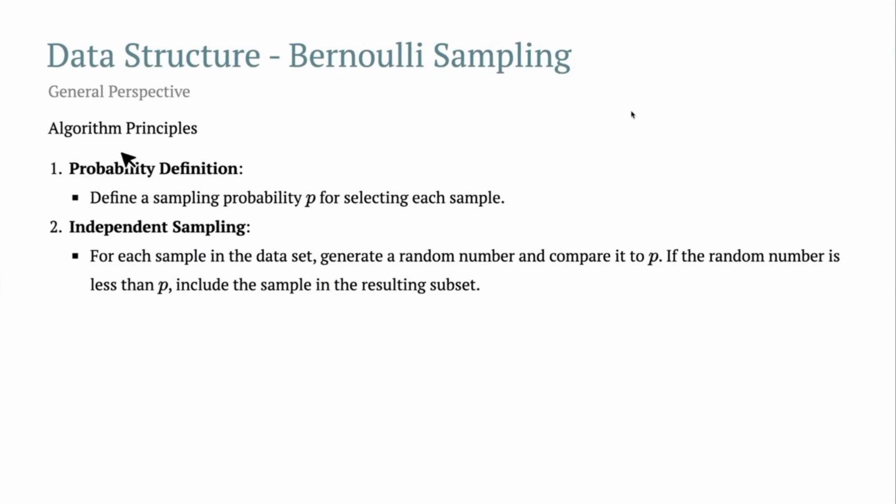And to implement this algorithm is pretty straightforward. We just define a sampling probability P for selecting each sample, and we define it in TiDB. It really depends on how big your table is. We'll calculate a percentage, like how much data we need to scan from TiKV to build the TopN and the histogram. For each sample in the data set, we'll generate a random number and compare it to P. If the random number is less than P, we'll include this sample in the resulting set and send it back to TiDB. So it's literally random selecting. It's just a fancy name.